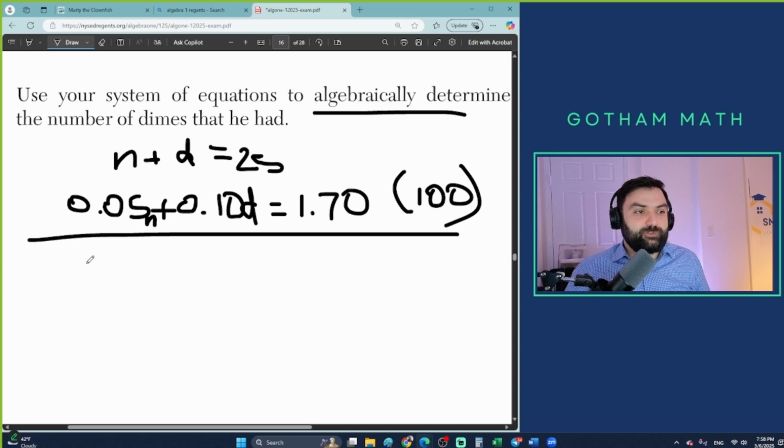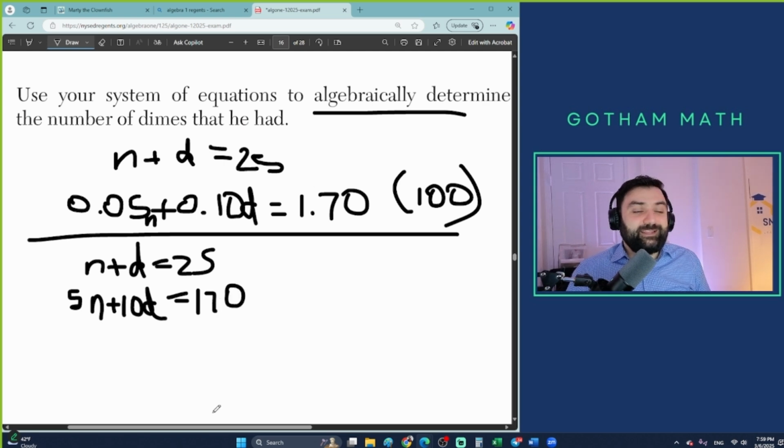So it's going to be n plus d equals 25. No changes there. And then 5n plus 10d equals 170. Now we can use an elimination method. So how am I going to use the elimination method? I'm going to multiply the top equation by a negative 5.